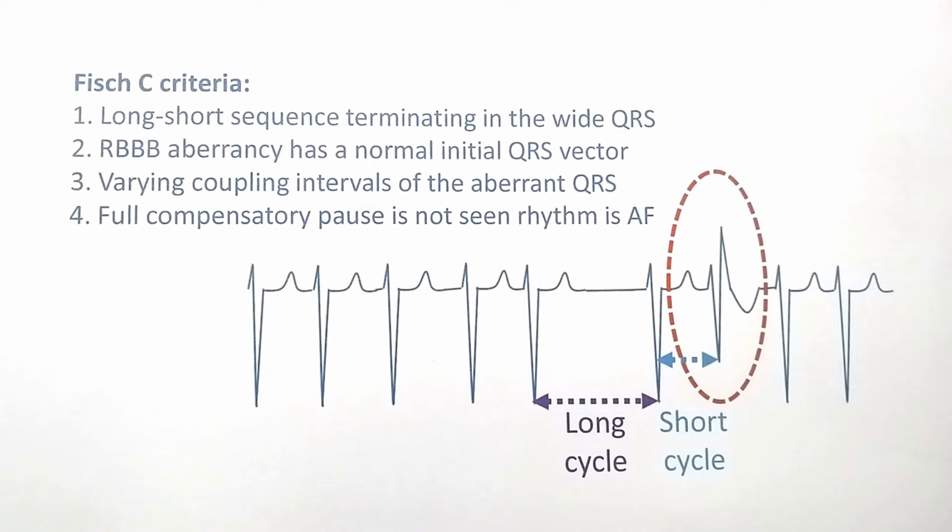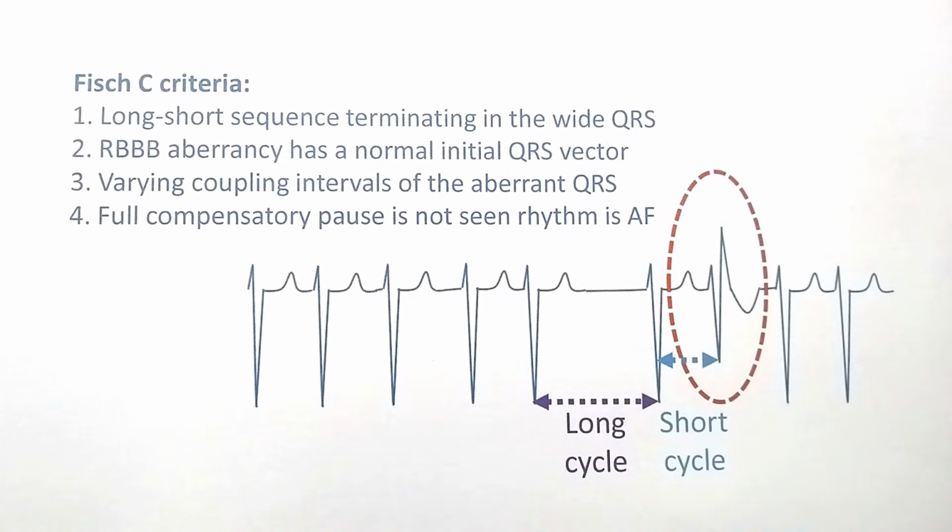After Ashman had described this phenomenon, later Fisch described a few criteria for diagnosis of Ashman phenomenon. First is, of course, the long-short sequence. Long-short sequence terminating in wide QRS. Most often it is right bundle branch type of aberrancy. Occasionally left bundle branch type of aberrancy has also been described. Then occasionally, instead of long-short, short-long has also been described, but we will not discuss that. That is difficult to understand.